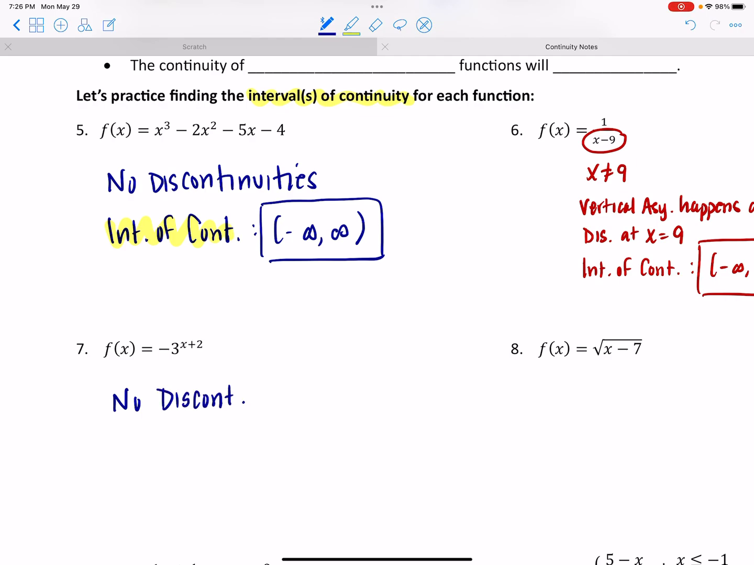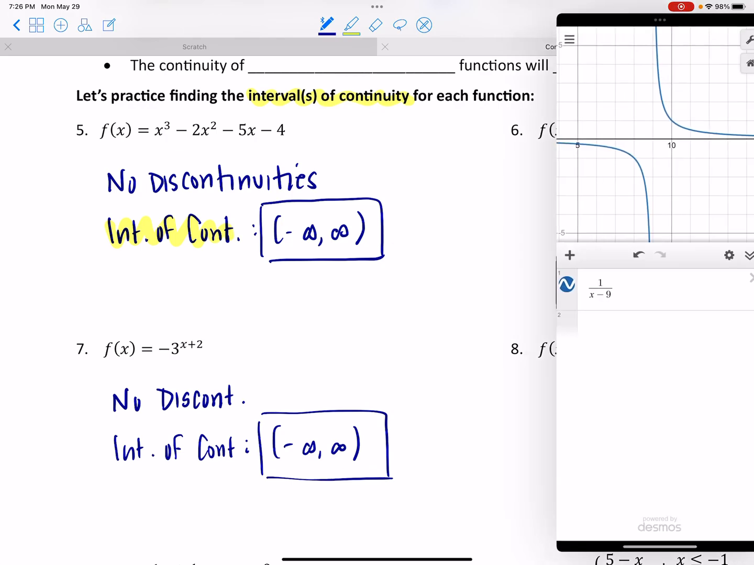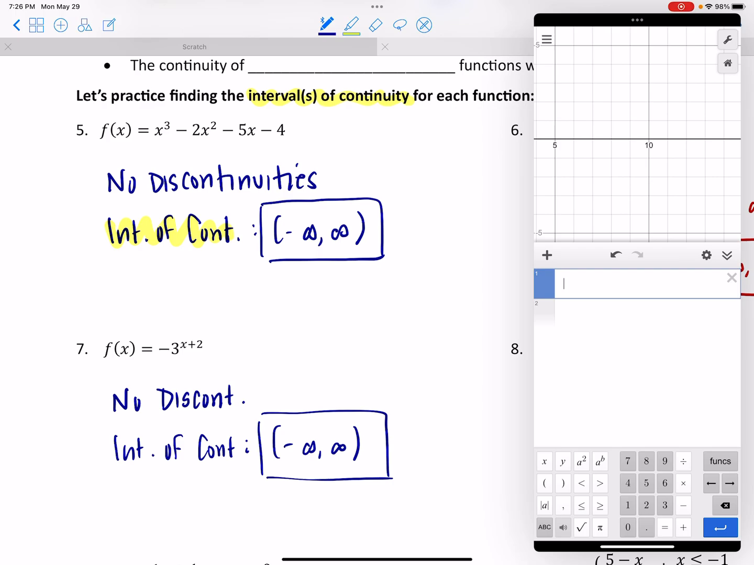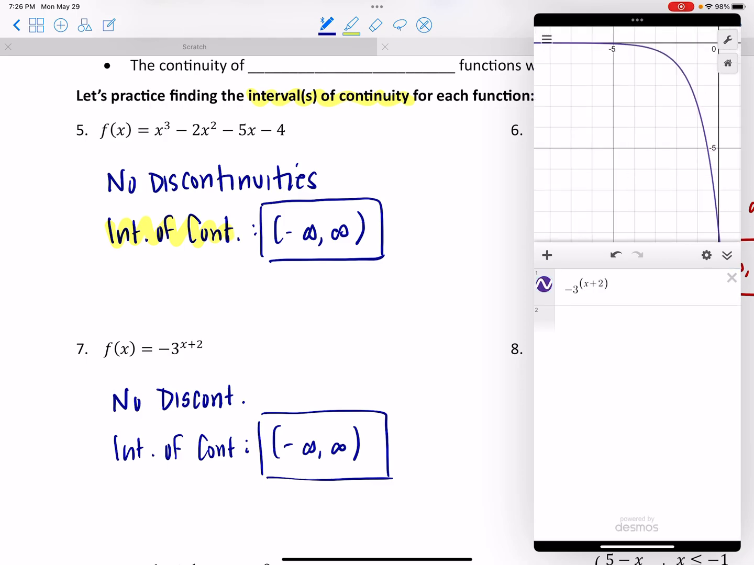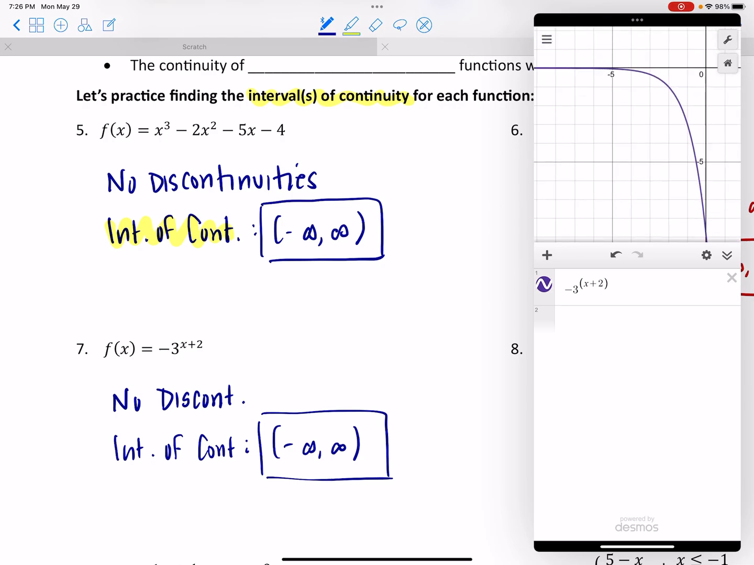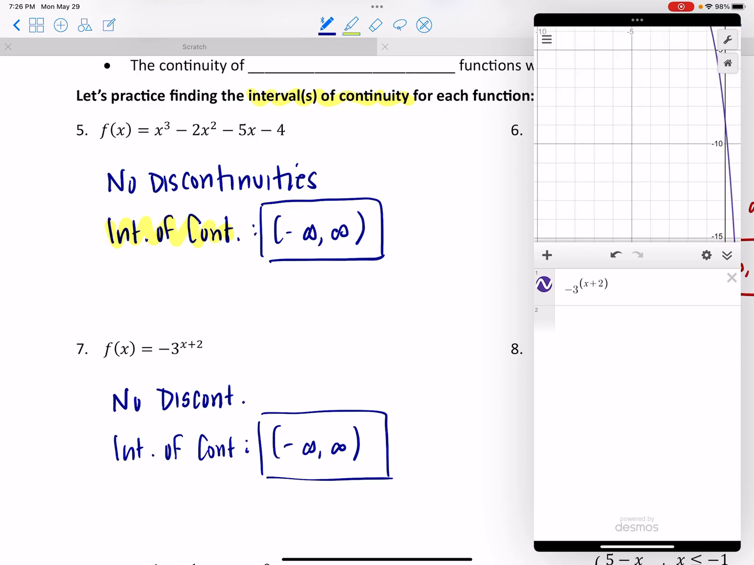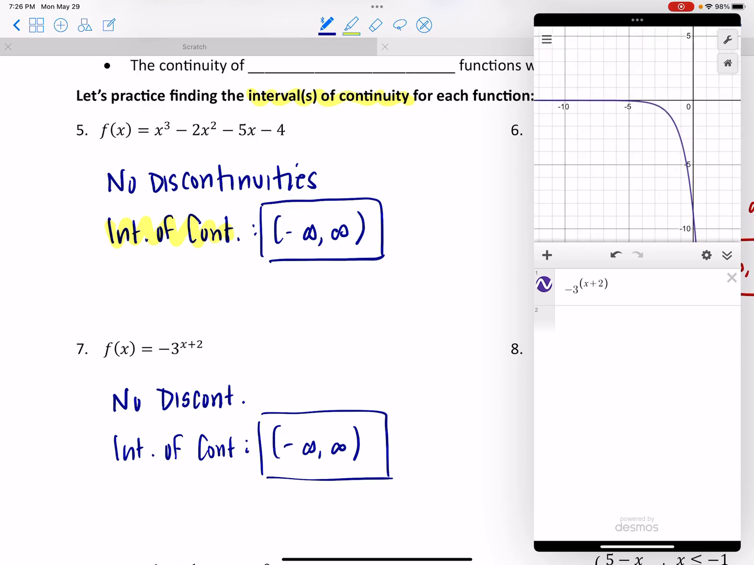No discontinuities, so the interval of continuity is going to be everything. It's going to be continuous everywhere from negative infinity to positive infinity. Now again, if you weren't sure, didn't recognize that was an exponential function, look at the graph and you'll see. If you graph negative 3 raised to the x plus 2 power, I think I need to put parentheses to keep the exponent together there, and then zoom. There it is. Here's our exponential function. And I can trace this thing left and right forever. There are not going to be any issues in tracing, no interruptions in that graph.